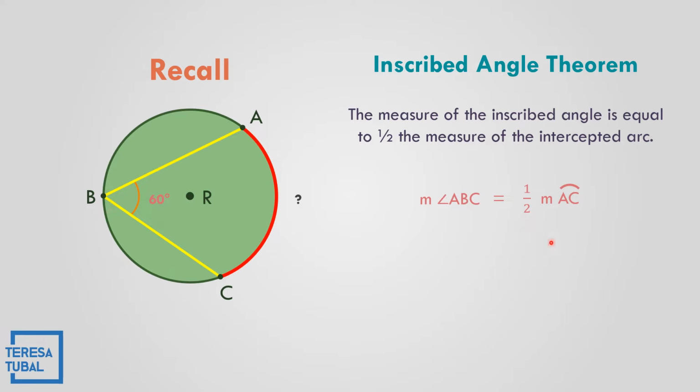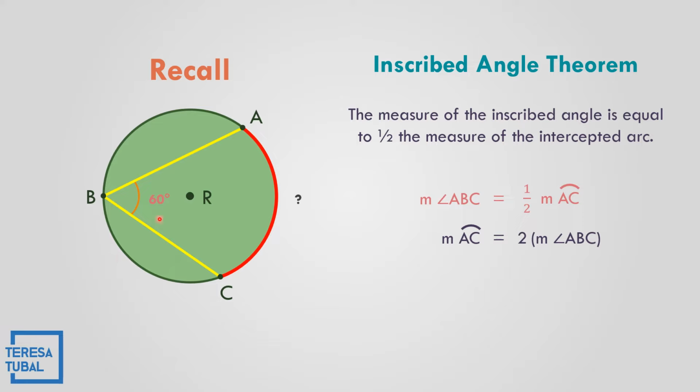What if the arc AC is the unknown? So we need to derive the formula. Let us multiply both sides by 2. If we multiply both sides by 2, this becomes the measure of the arc AC is equal to twice the measure of the angle ABC.